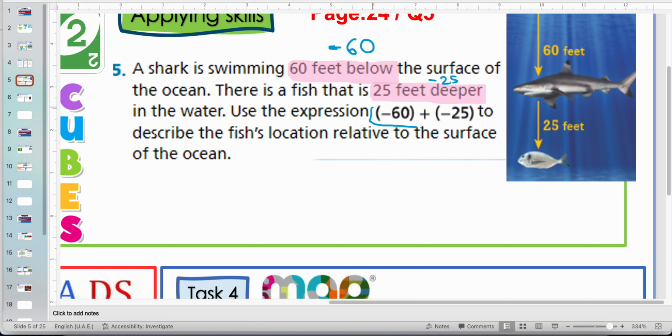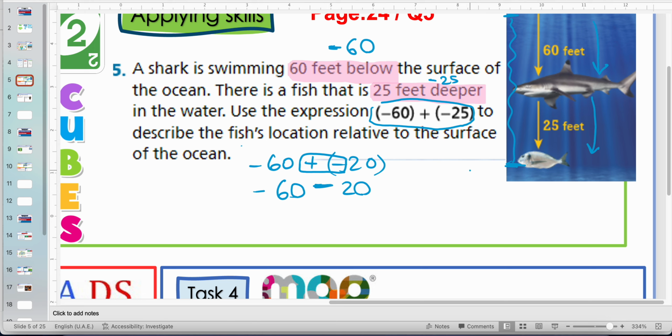Use the expression, oh, they gave me the expression, to find the fish location relative to the surface of the ocean. So your shark is swimming 60 feet below the ocean, and there's another fish that is 25 feet deeper. So the distance between the fish and the surface of the ocean is the total of both of them, but in negative. So I have to solve this problem. -60 plus -20. Again, I have two signs back to back. I need to combine them. They're gonna give me negative. Remember, same sign, they're gonna be positive. Different signs, they are gonna be negative. Okay, this is how we combine the signs.